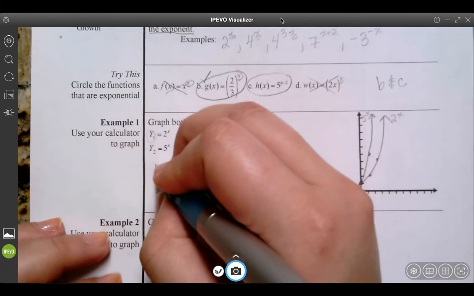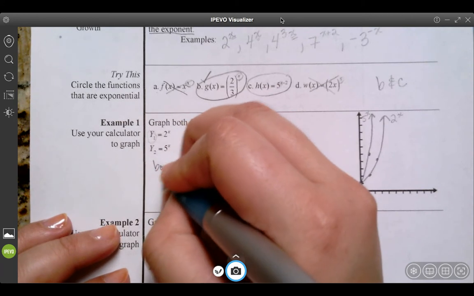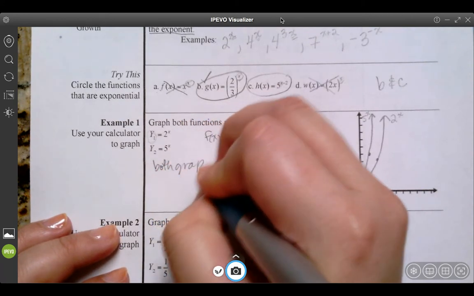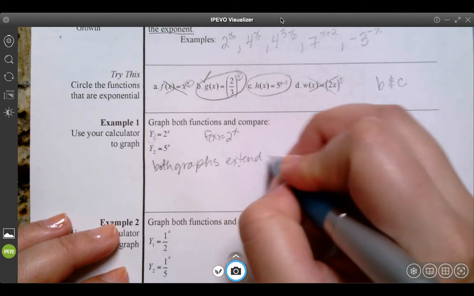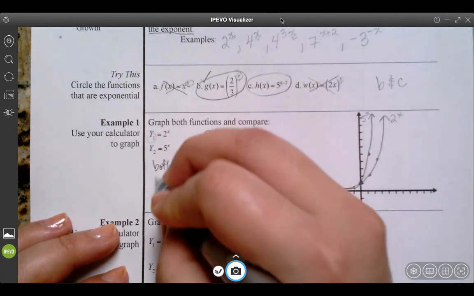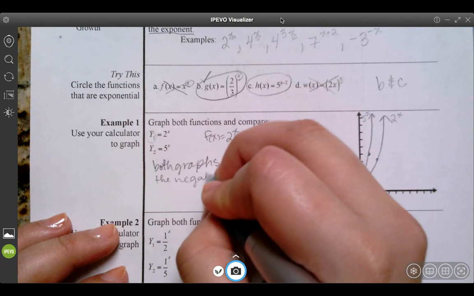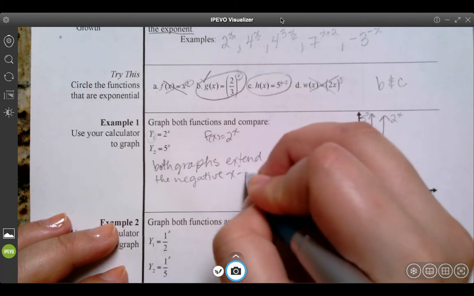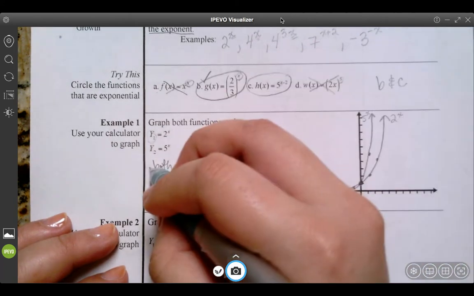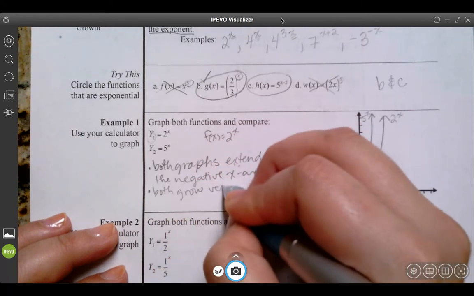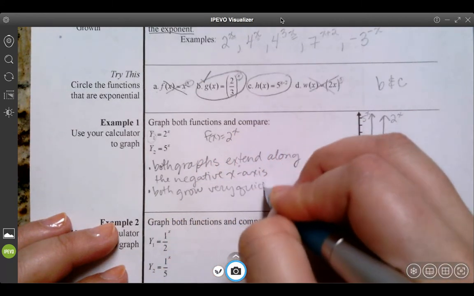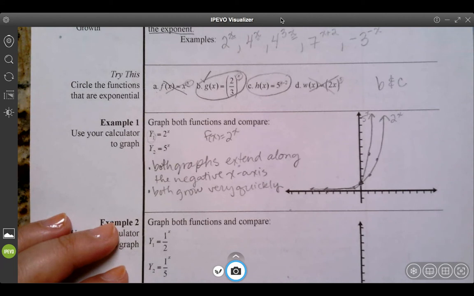So we can say both graphs extend along the negative x-axis. Both grow very quickly. And remember, that's a property of exponential functions that we talked about in class.